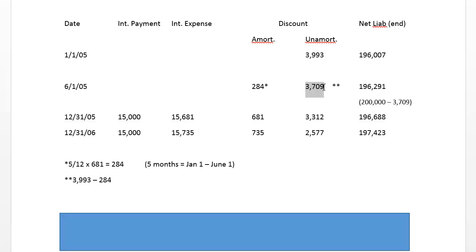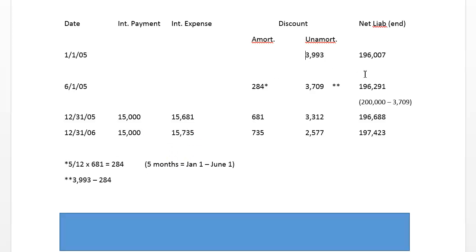Well, I calculated what the unamortized discount would have been at June the 1st. All right, what would it be? Well, how much of this $39.93, which was the present value at January 1st, would I have amortized to the end of June? Well, that would be 5 months of that. So 5 months of 681, how much I amortized, right? If I would have amortized 681 for the whole year from January 1st to December 31st, that's what I amortized for 12 months, then this must be what I amortized for 5 months. So 5/12 of that is 284.